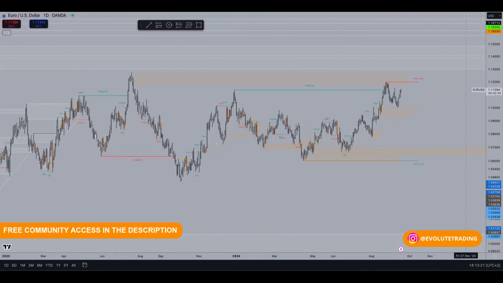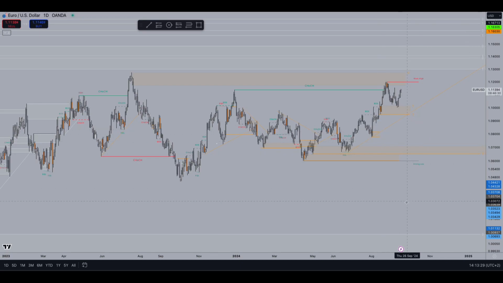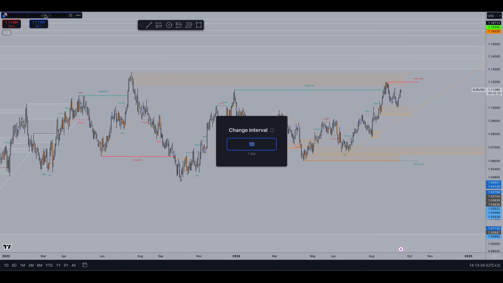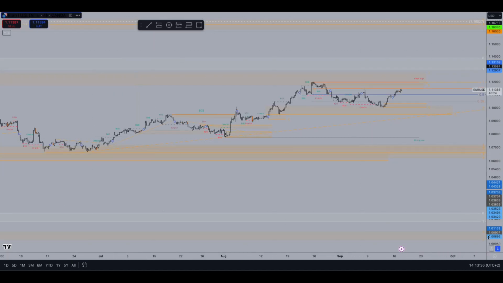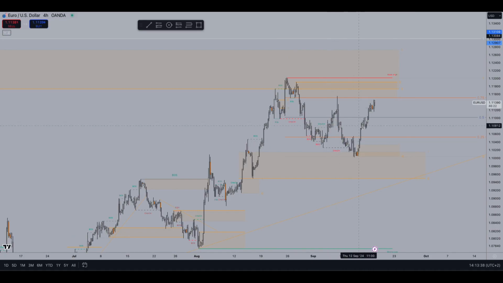Let's quickly dive into the Euro US dollar to see what could happen this week. First of all, we got an extent of that bullish up move. So as I already laid out, we got a daily demand currently in play. And on the 4-hour, we are breaking this trend line, which basically means that the Euro dollar is back in its bullish move. So I'm expecting newer highs for Euro US dollar.